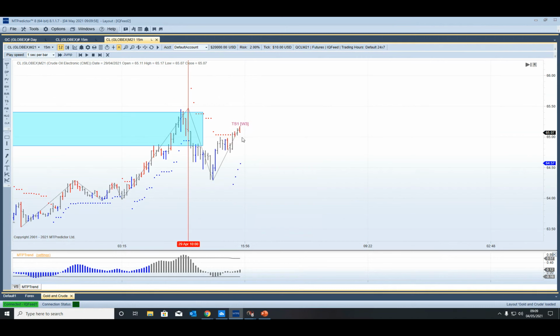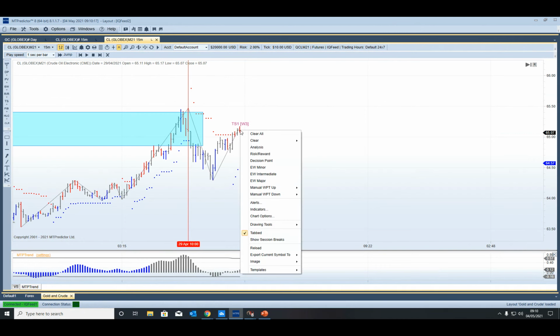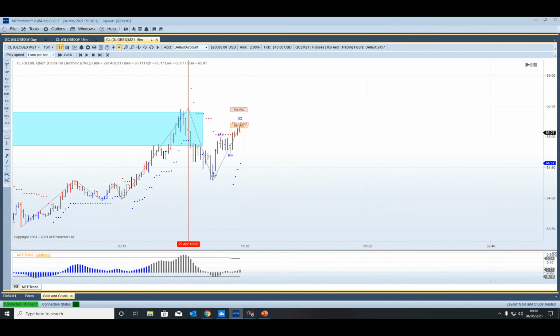What is very specific about a wave 2? Well, a wave 2 is not only the first correction against the first move of an important high or low, but also in Elliott wave terms, wave 2s typically unfold as ABC patterns. So if I right mouse click here, in this particular one, because this is a TS1 trade setup, if I do Elliott wave minor, can you see how we have an ABC correction in that wave 2?